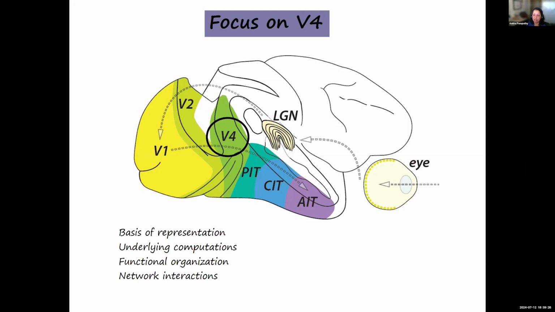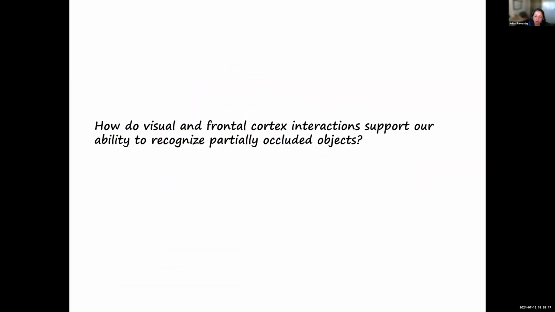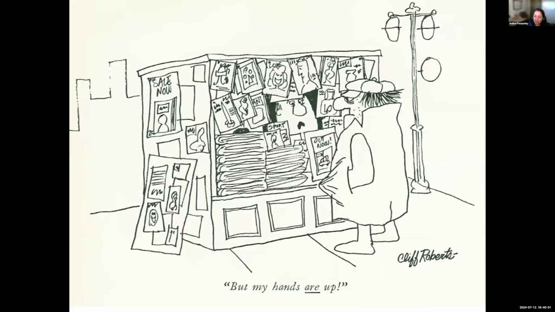And we're also interested in understanding the network interactions between V4 and other brain regions, and also the population response dynamics that underlie our ability to parse scenes and recognize objects. So today I'll be talking about the last two of these, and specifically in the context of processing partial occlusion. The question before us today is to understand how visual and frontal cortex interactions support our ability to recognize partially occluded objects. Partial occlusions are all around us.